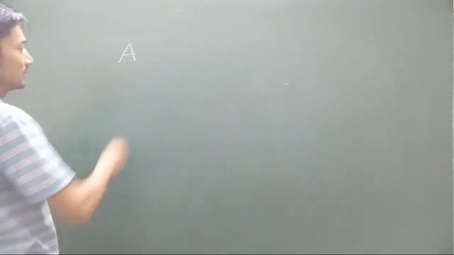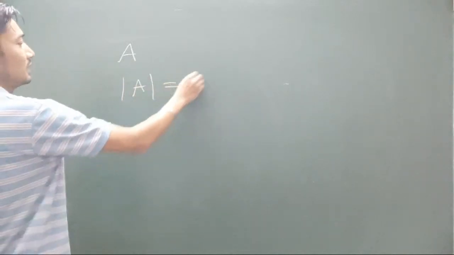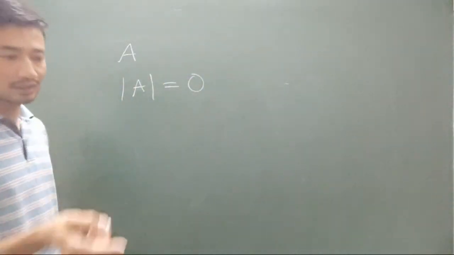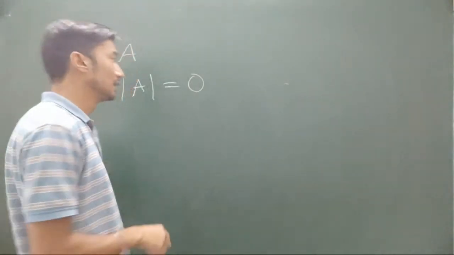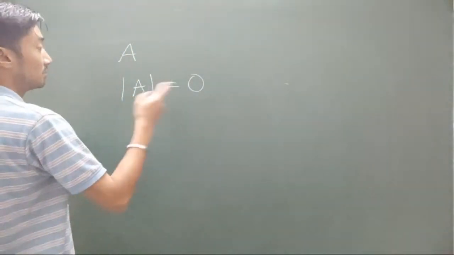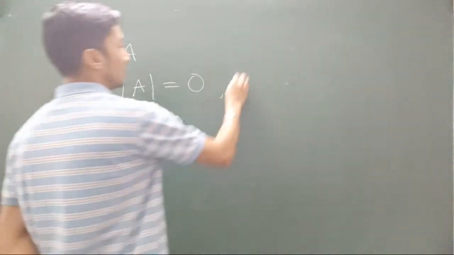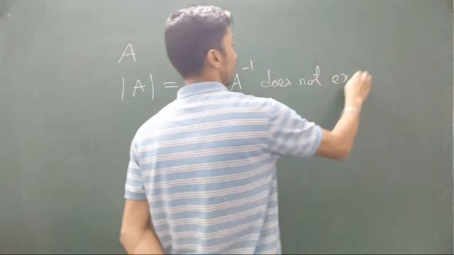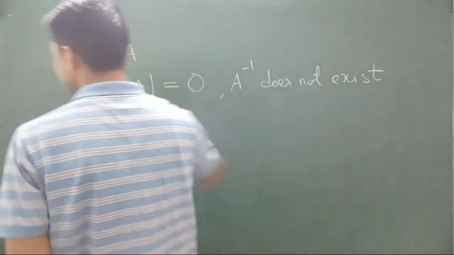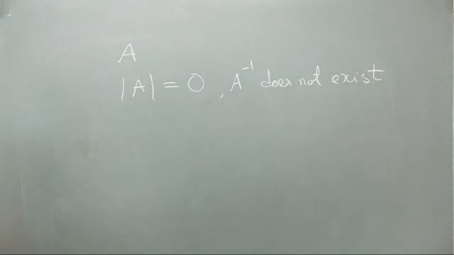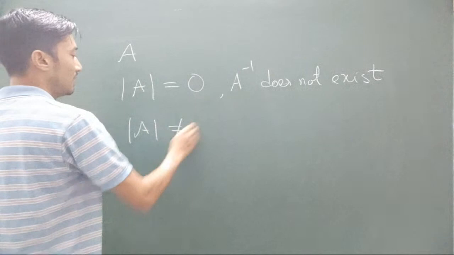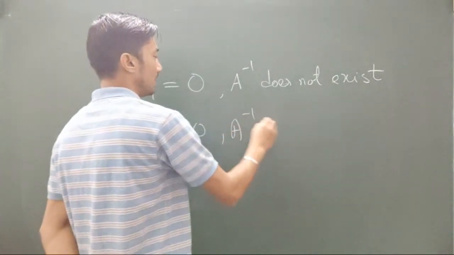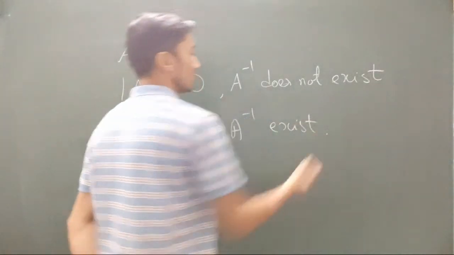How? Simple rule: if you have a given matrix and the determinant of the matrix A is 0, there's a topic called singular and non-singular matrix, which we will also be discussing again. So if the determinant of the matrix happens to be 0, then A inverse does not exist. Only if the determinant of the matrix A is not equal to 0, A inverse exists.